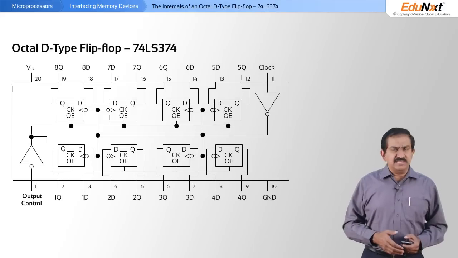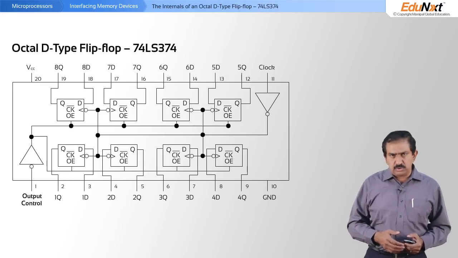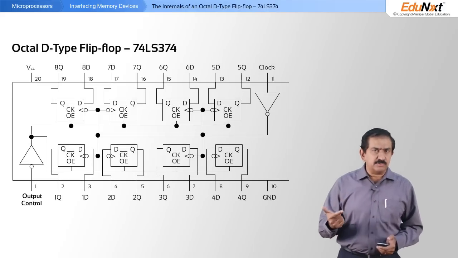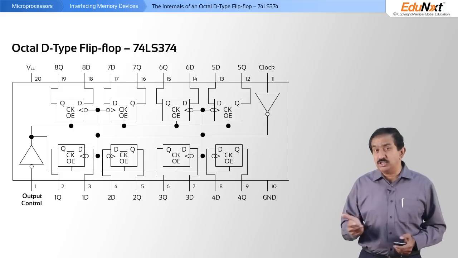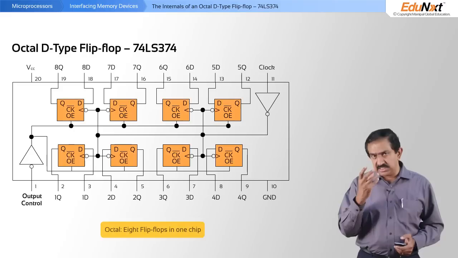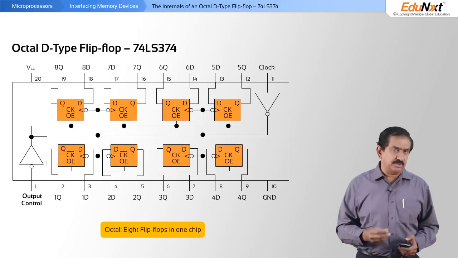Let's look at a different device now. This is called a flip-flop. So we spoke about decoders, we spoke about transparent latches. The third device is called a D-type flip-flop, and this is also an octal device. That means 8 flip-flops in one chip.